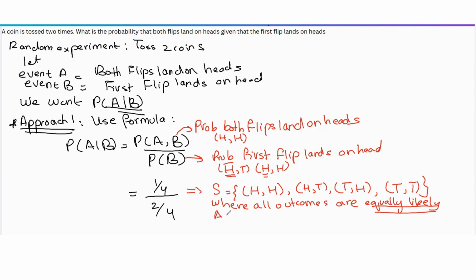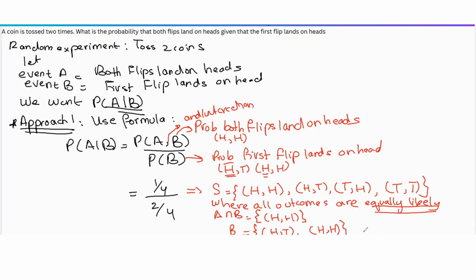Now we know A intersection B, which is in the numerator, this is the probability of A and B. This comma means and or intersection. So this event A intersection B is essentially when both flips land on head, so this just has this one outcome, head-head. And we know event B is made up of head-tail and head-head, because the first outcome has to be head, the second outcome can be a head or tail.